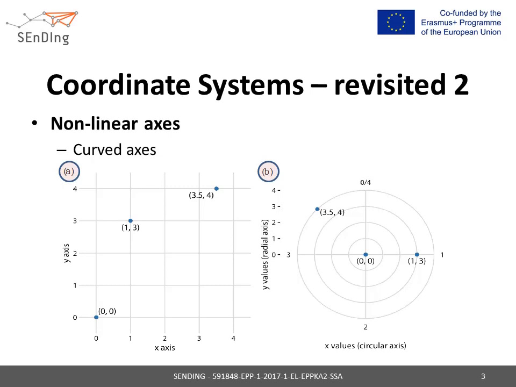In figure A, 3 data points are shown in a Cartesian coordinate system. The same 3 data points are shown in a polar coordinate system in figure B. We have taken the x-coordinates from figure A and used them as angular coordinates, and the y-coordinates from figure A and used them as radial coordinates. The circular axis runs from 0 to 4 in this example, and therefore x equals 0 and x equals 4 are the same locations in this coordinate system.